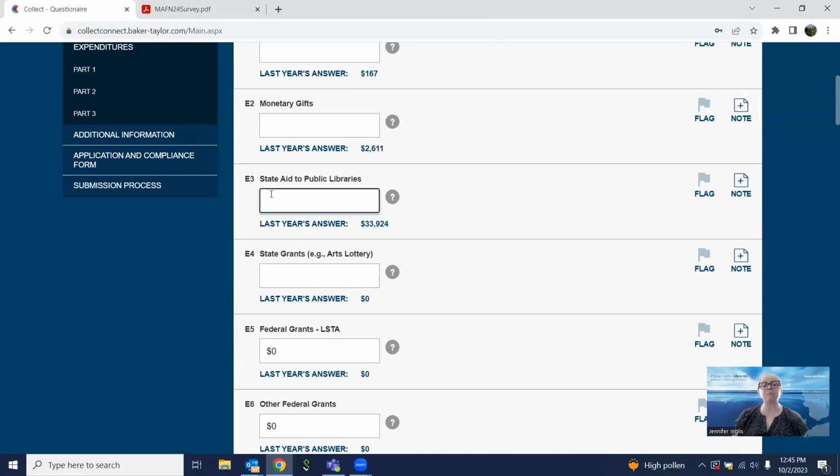State aid to public libraries, that's the money you get from the state through MBLC for being in this program. That's why you're filling out this form. We need you to include the total amount that you got from MBLC last year. This category is in 2 locations, and I'll show you where those are, and I will show you how to find that information in a second.